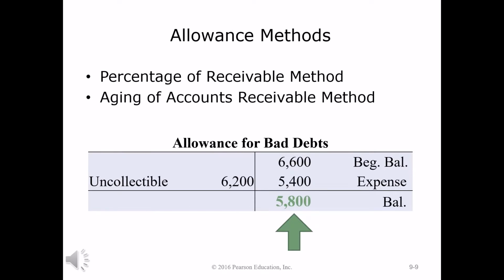In this course, we're going to use two allowance methods. Both of them rely heavily on the accounts receivable balance. The first is the percentage of receivable method, and the second is the aging of accounts receivable method. Both of these methods are used to determine the new balance in the allowance for bad debts account. You can see here that I have the balance in the allowance for bad debts account in green. This is the amount that both of these methods will calculate.